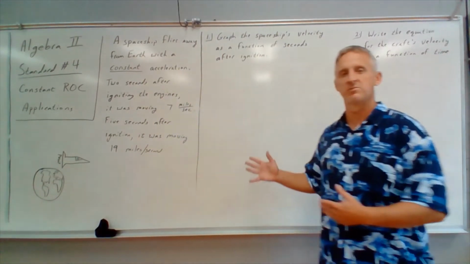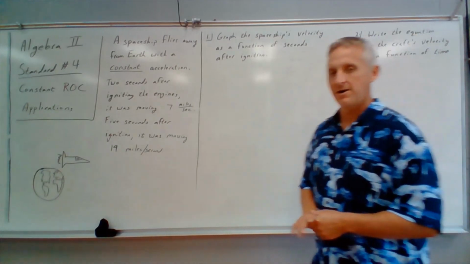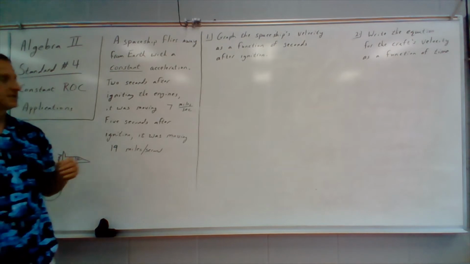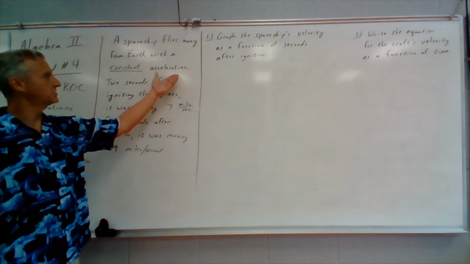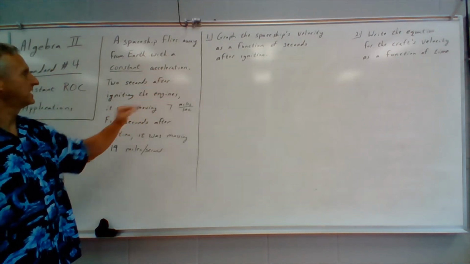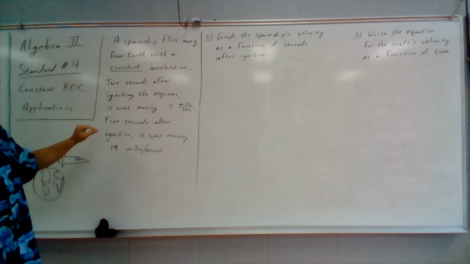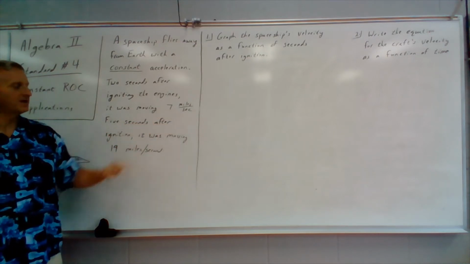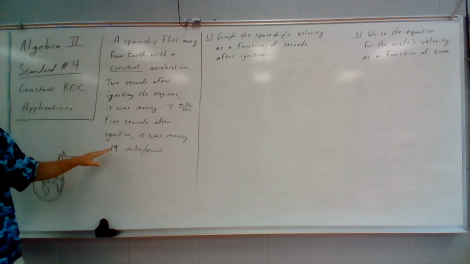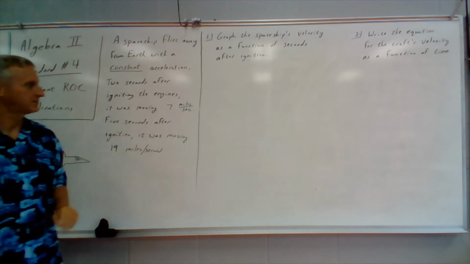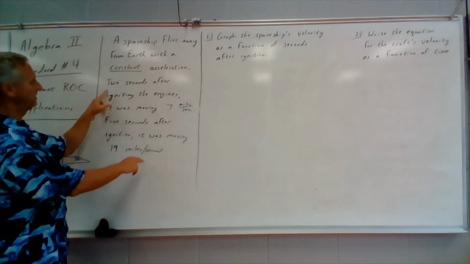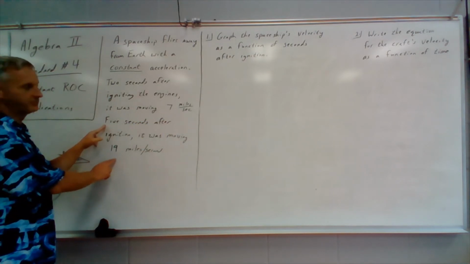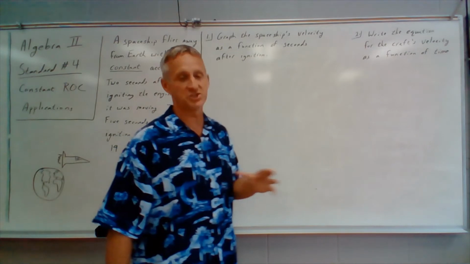All right, so here's a problem for you guys to work on. We've got this spaceship that's flying away from Earth with a constant acceleration. Remember, acceleration is change in velocity over change in time. 2 seconds after igniting the engines, the spacecraft was moving 7 miles per second. 5 seconds after it lit the engine, it was moving 19 miles per second. So at this time, it was moving this fast, and at this time, it was moving this fast. So you can see its velocity changes.